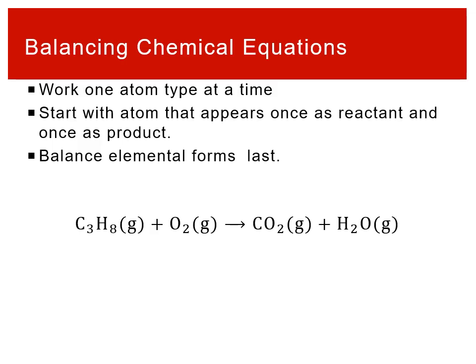But for now, we want to use an approach where we work one atom type at a time. That is always going to be the best idea. So if we look at our sample equation, we have C, H, and O as our atom types. We want to go one at a time. And there is a better order that we approach those. First thing we want to do is start with an atom that appears once as a reactant and once as a product.